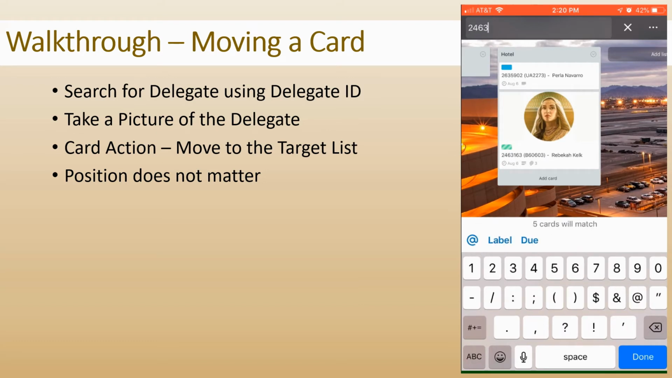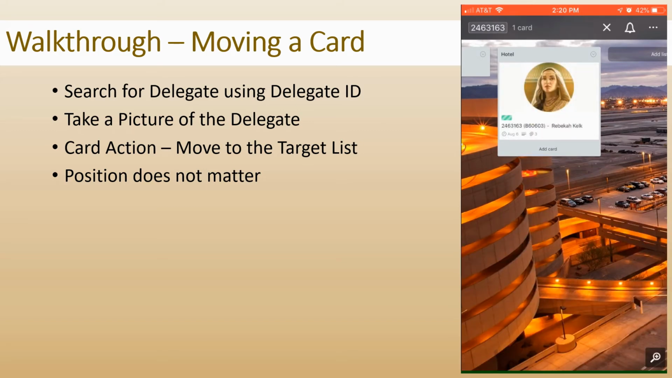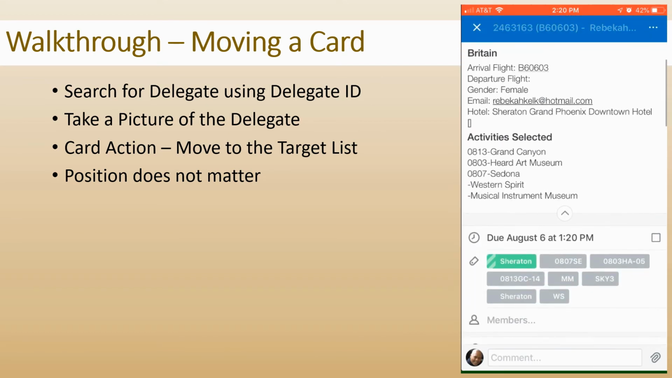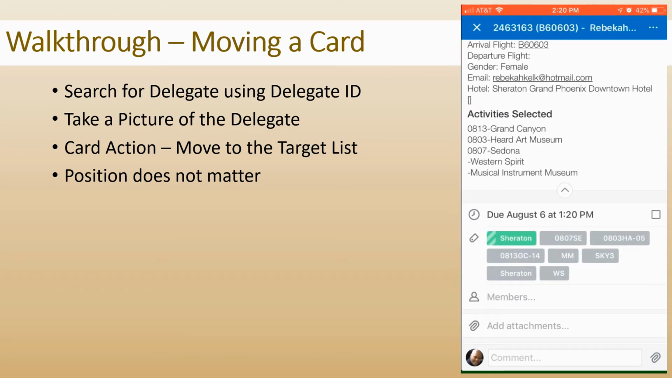Search for the card by delegate ID, review the activities selected to see the delegate's itinerary for tomorrow. Since we are pretending today is August 6, we are looking for an activity on August 7. We can see the delegate is going to Sedona tomorrow.